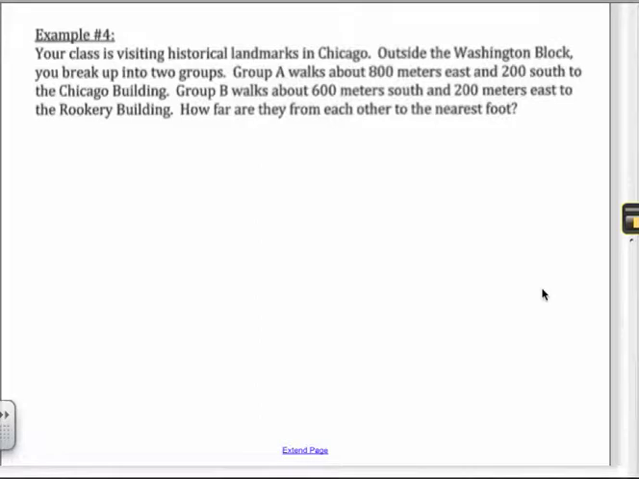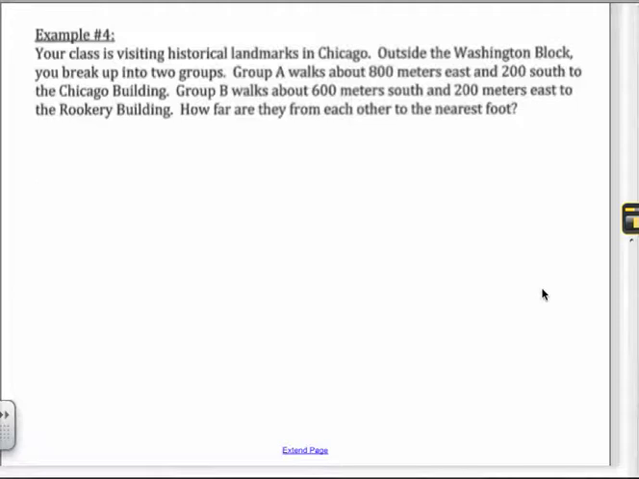All right, guys, example number 4 here is a word problem, and the first thing I have to do with word problems is read it. It says, your class is visiting historical landmarks in Chicago. Congratulations. Sounds like fun. Outside the Washington block, which apparently is something in Chicago, you break up into two groups.